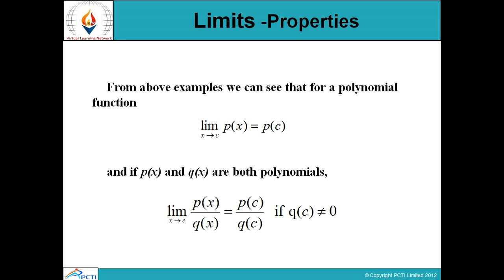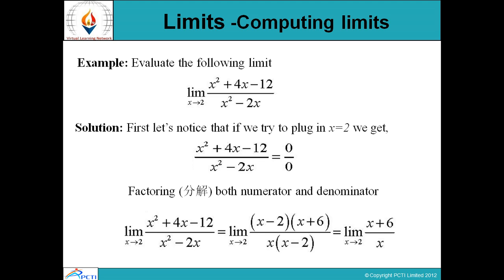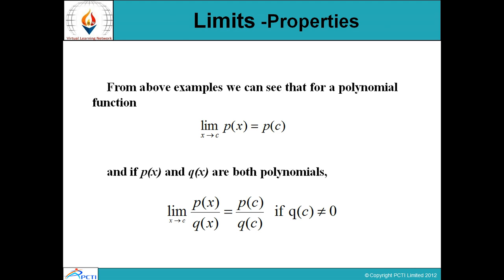From the above example we can see that for a polynomial function, limit as x tends to c of p(x) equals p(c). And if p(x) and q(x) are both polynomials, then limit as x tends to c of p(x) upon q(x) equals p(c) upon q(c), if q(c) does not equal 0.